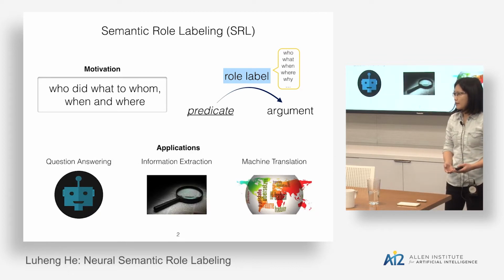SRL can be used as an intermediate representation that can benefit many downstream applications, such as question answering, information extraction, or machine translation.